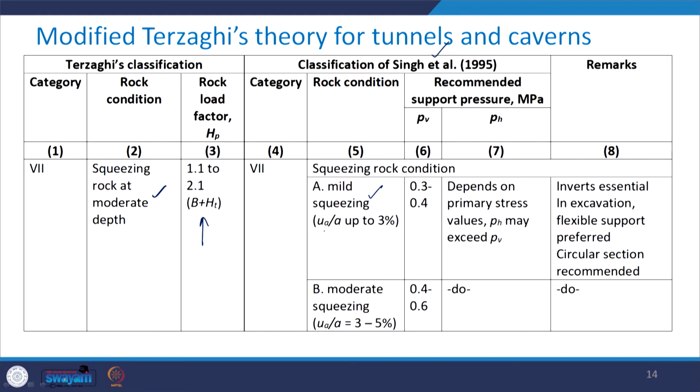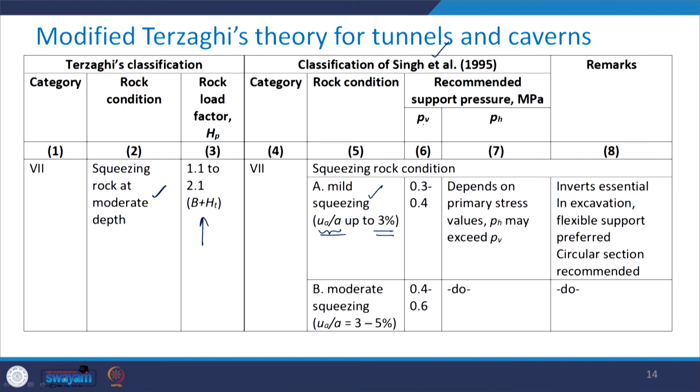So, when they say mild squeezing, this means that UA upon A, where UA is the radial deformation and A is the radius of the tunnel, is up to 3%. Then in that case your vertical support pressure will be 0.3 to 0.4 megapascal, and this PH will depend upon the primary stress value, and then in this case PH may exceed the value of PV. In these cases, inverts are essential. In excavation, flexible supports are preferred, and circular section is recommended.